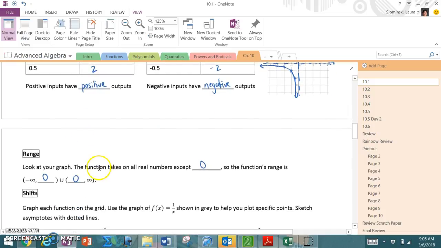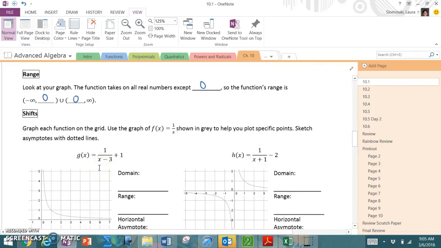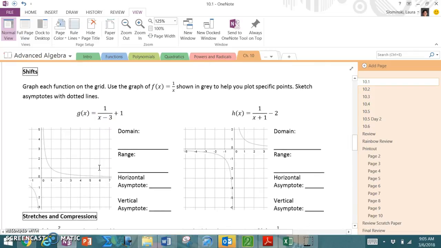Okay, so we can see that the domain and range of 1 over x is actually the same. Now we're going to talk about how we shift. As we said in our notes at the beginning, ultimately, we want to be able to graph f of x equals 1 over x minus h plus k.